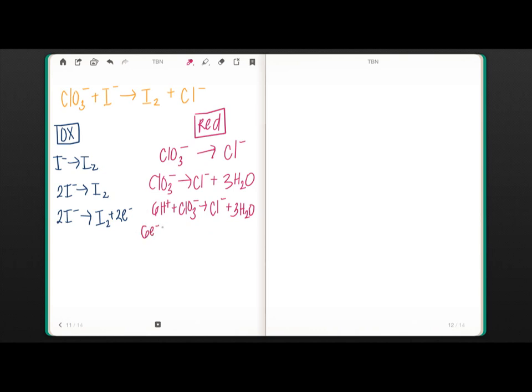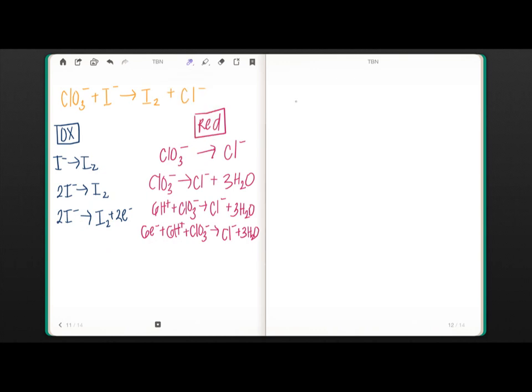So 6 electrons plus 6H plus ClO3 minus, as it's going to Cl minus plus 3H2O. Okay. I know I had to squeeze it in there. So this is your balanced reduction reaction, and this is the balanced oxidation reaction. So I'm going to finish this problem on the other page.